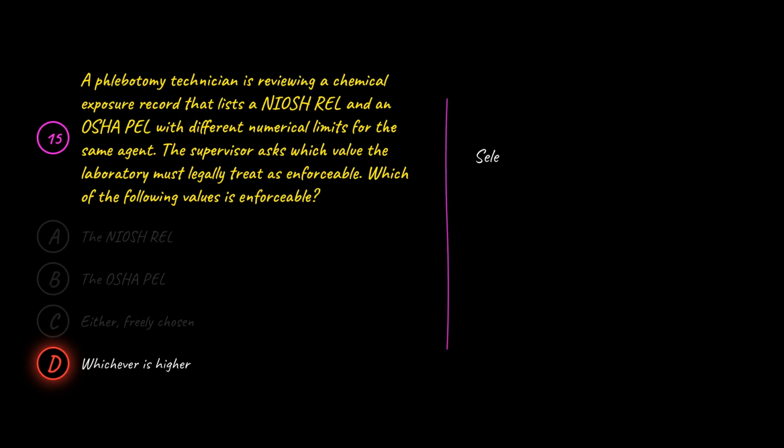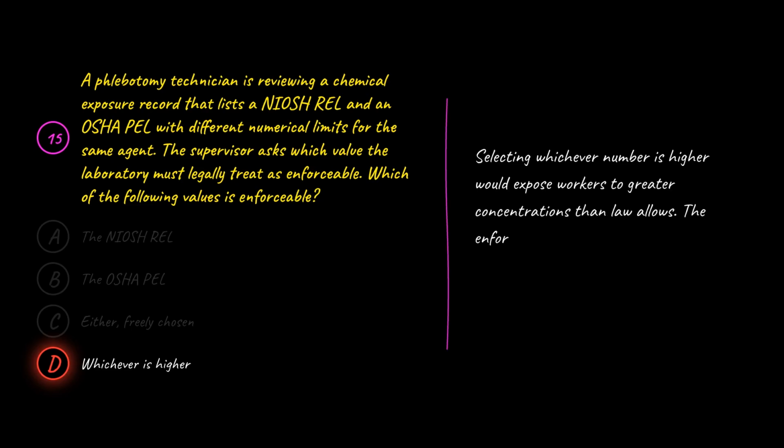D is wrong because selecting whichever number is higher would expose workers to greater concentrations than law allows. The enforceable PEL controls regardless of comparison, and a higher REL must never override the legally binding lower threshold.